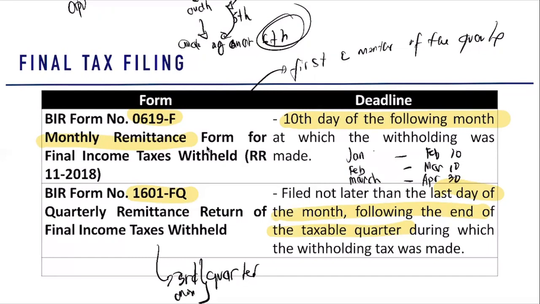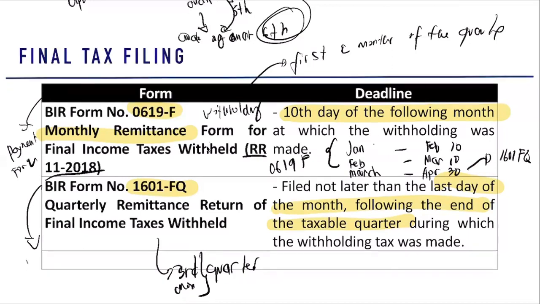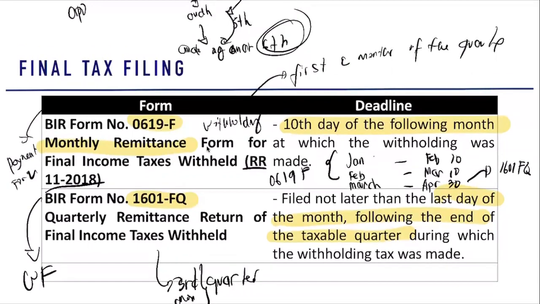So I hope we're clear here. First 2 months of the quarter, 0619F. Last month of the quarter, 1601FQ. Actually, 0619F is not known as a withholding form. It is more of a payment form, by virtue of RR 11-2018. But 1601FQ is more of your withholding form. They are classified as withholding form, while your 0619F is classified as a payment form.